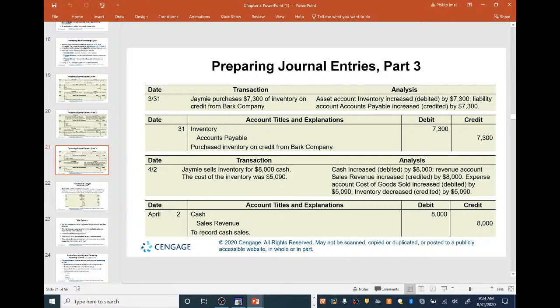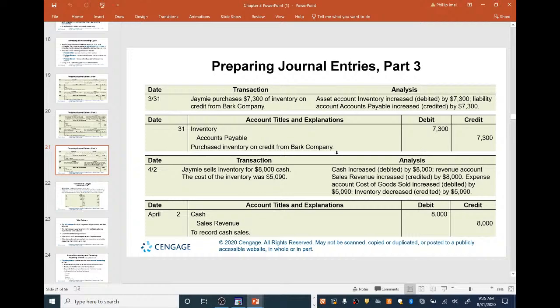Okay, now it says the cost of the inventory was $5,090. It's not showing here, but the entry on a perpetual system is going to be to debit cost of goods sold, which is, remember, an expense, and expenses are increased by debits. So cost of goods sold would be $5,090, and then credit inventory to decrease it by $5,090. Okay. So once again, this is how you prepare journal entries based upon transactions and events that take place.